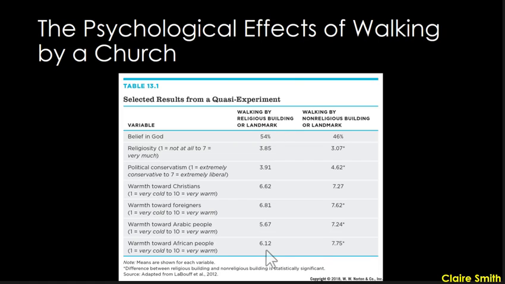So, walking by the religious building, belief in God, 54% compared to 46%, and all of the numbers, their warmth towards different types of people who are walking by religious landmarks, was lower than non-religious landmarks, which is kind of interesting. But yeah, again, quasi-experiment because the independent variable was not actually being manipulated, right?